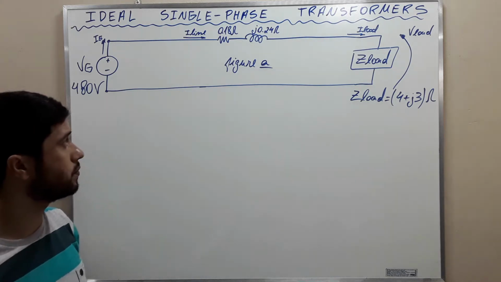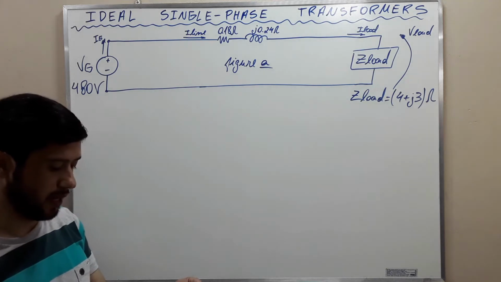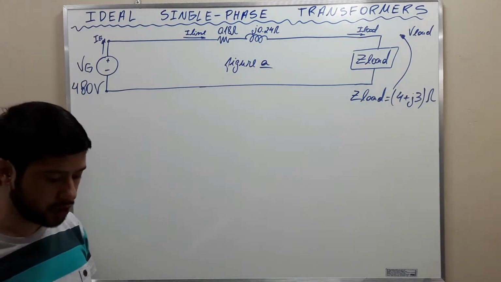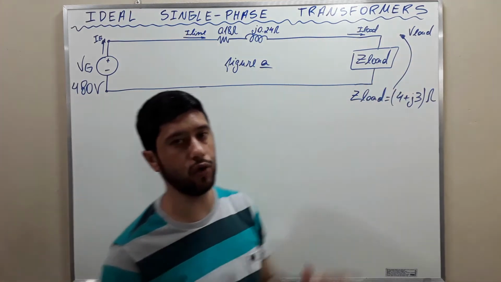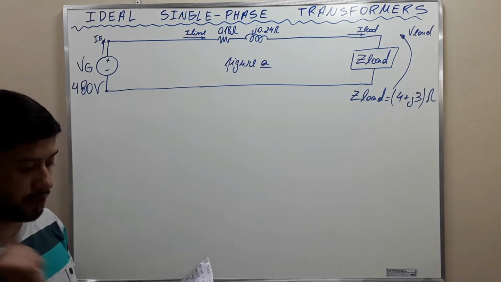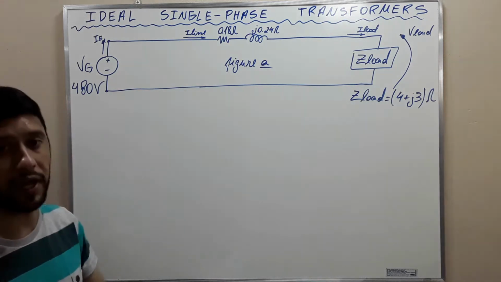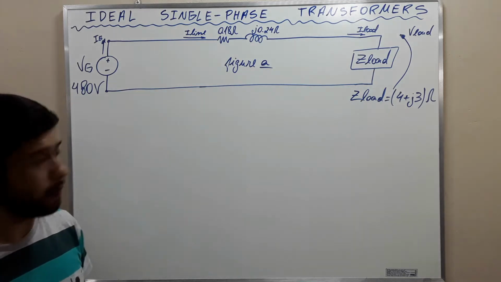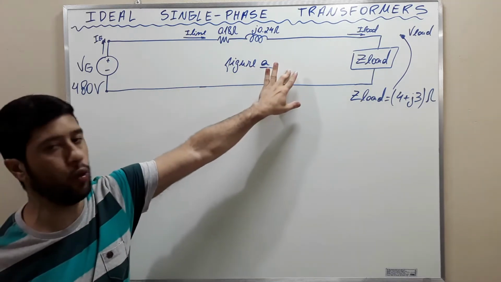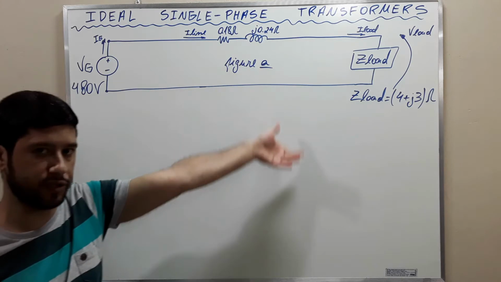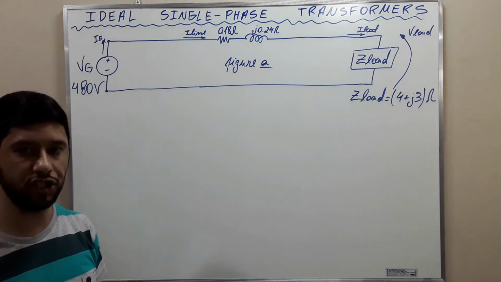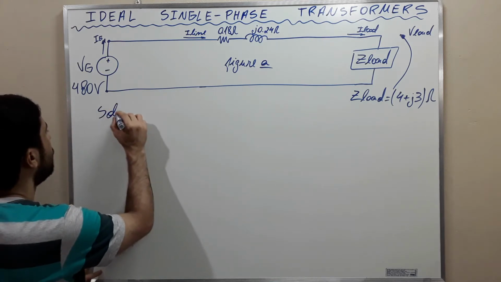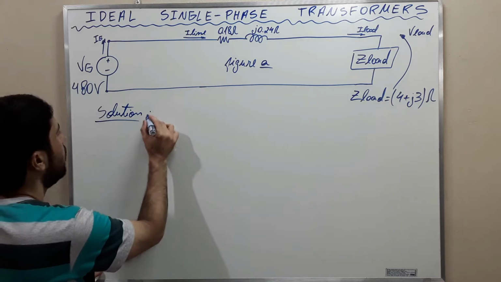Letter A, if the power system is as described by figure A, what will the voltage at the load be? What will the transmission line losses be? Okay, so this is the letter A. This is what we are going to do first. Firstly, we are going to analyze this system without the transformers, and subsequently with transformers, and see what changes. Okay, let's go to the solution of letter A.